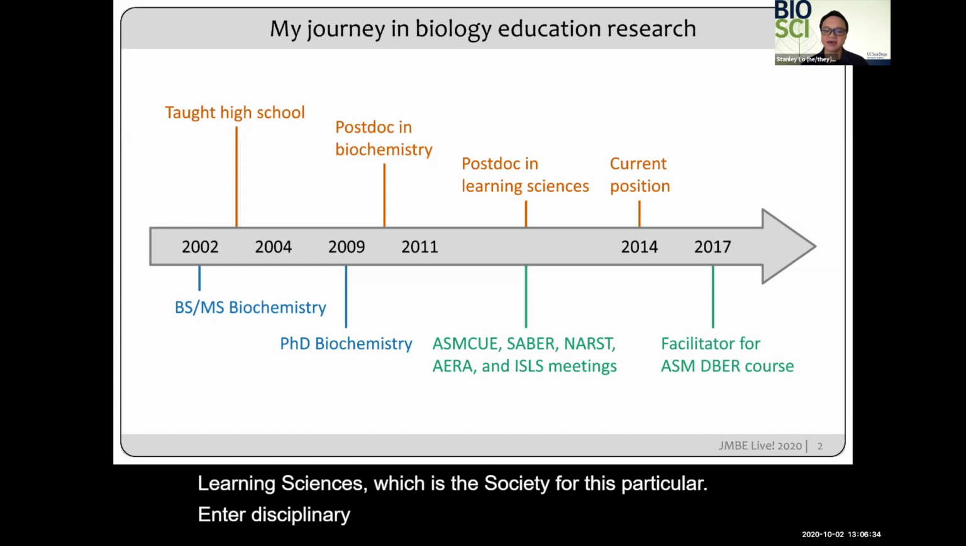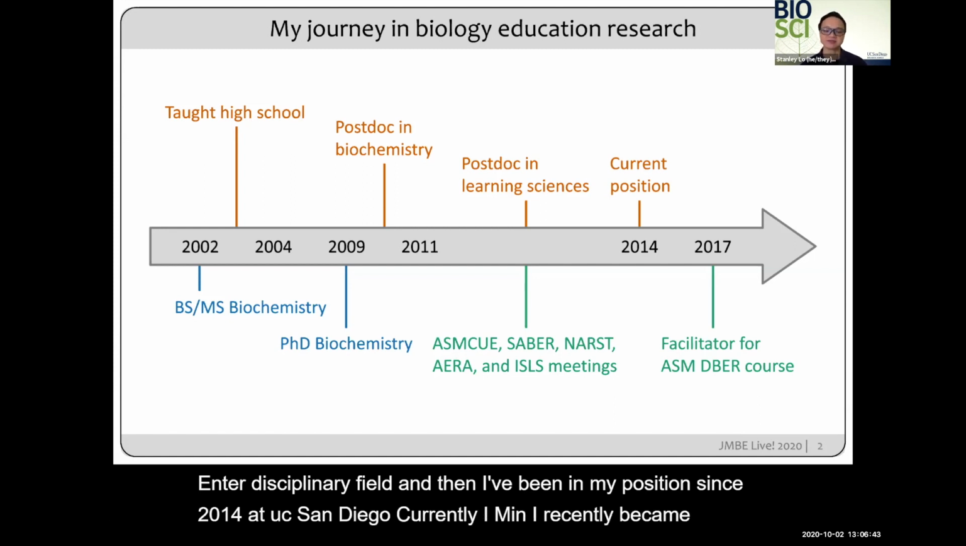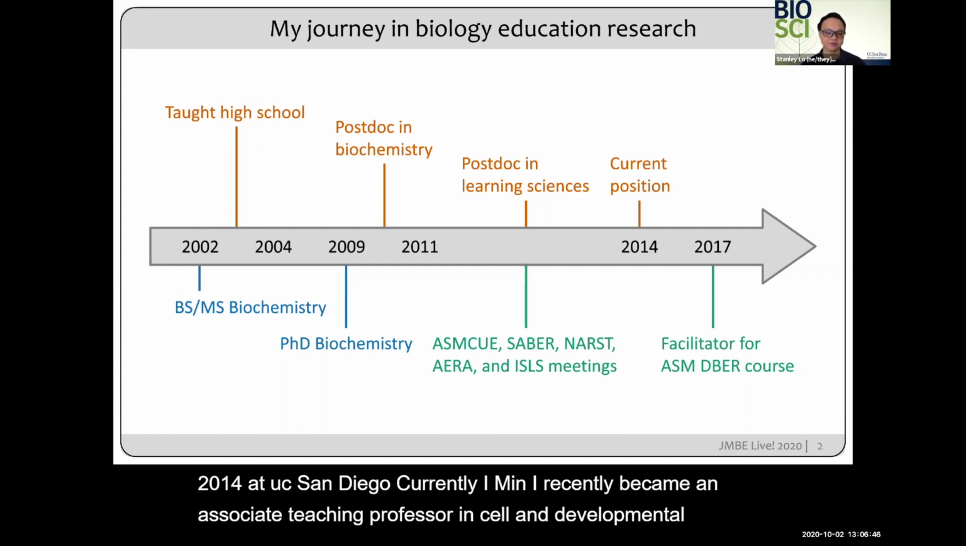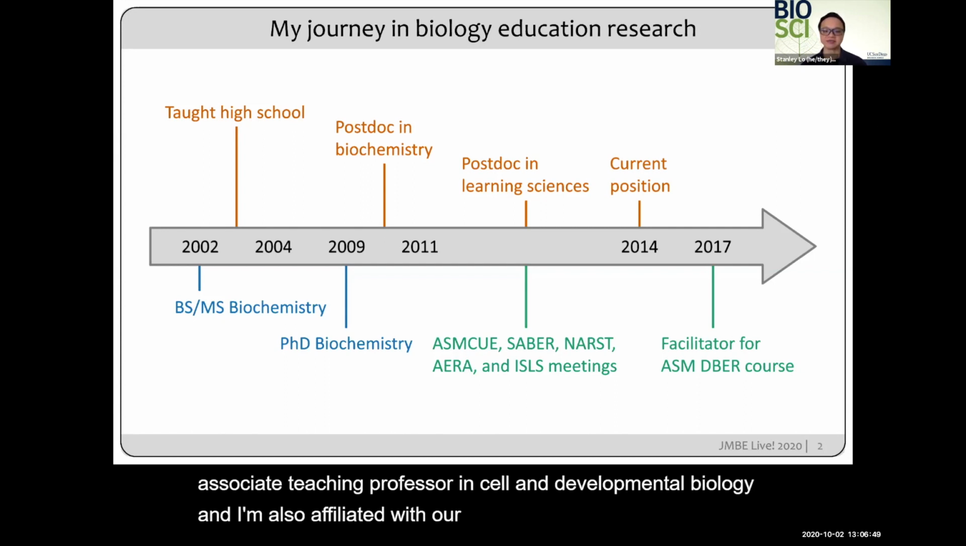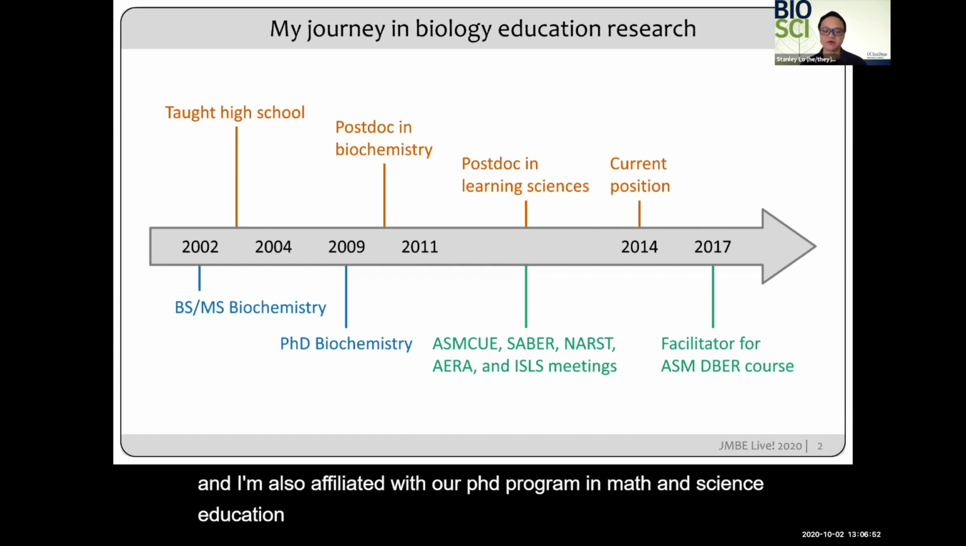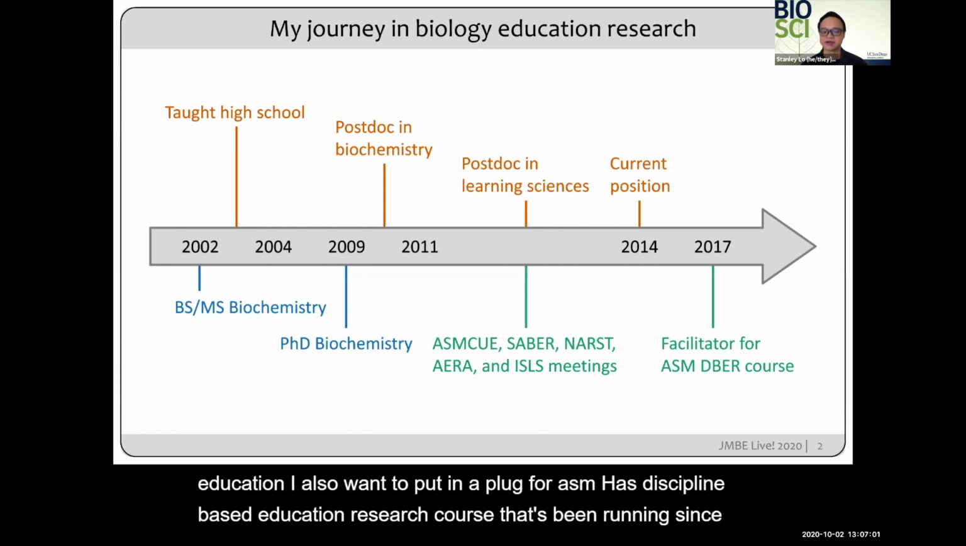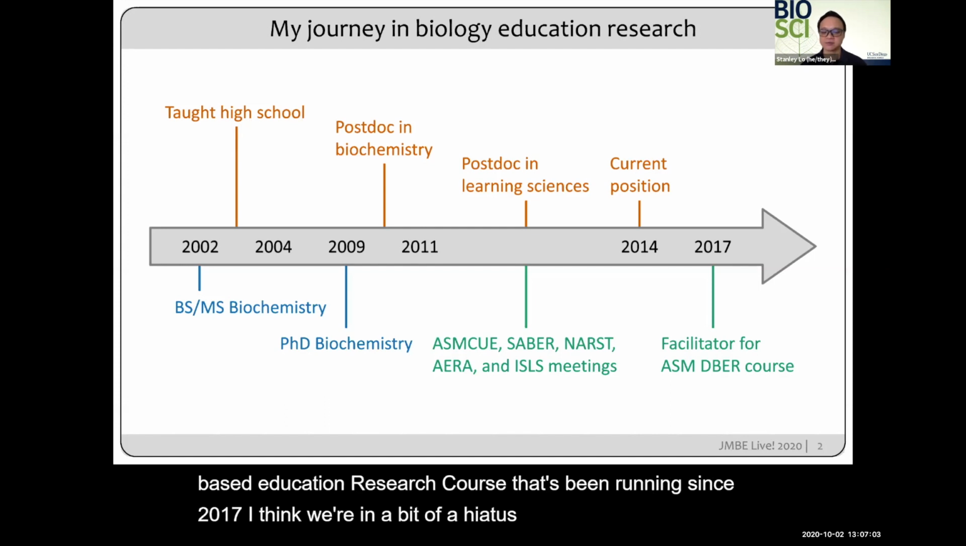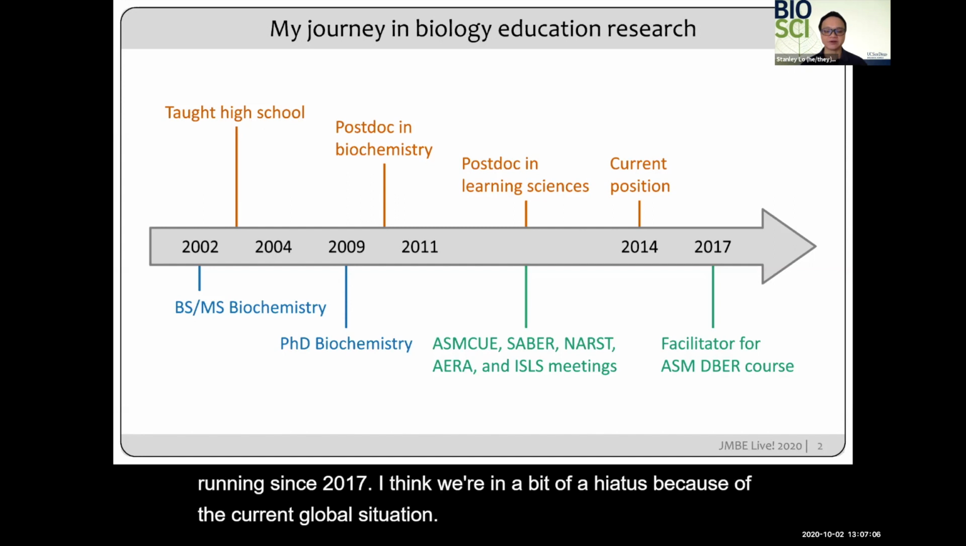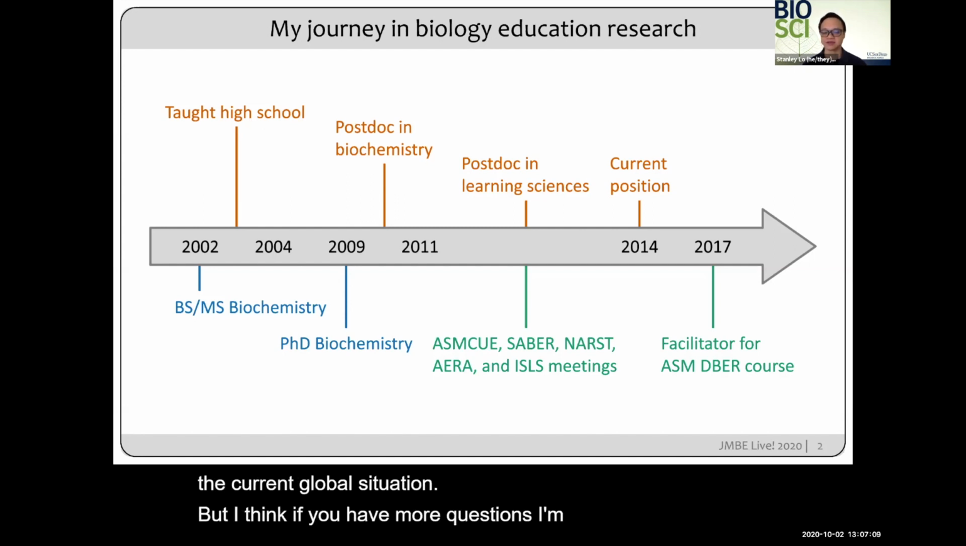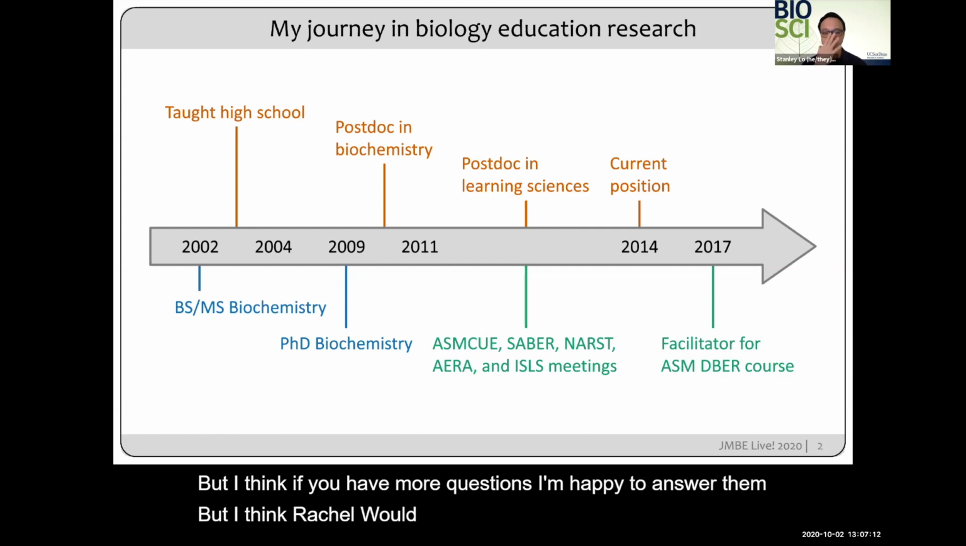And then I've been in my position since 2014 at UC San Diego. I recently became an associate teaching professor in cell and developmental biology, and I'm also affiliated with our PhD program in math and science education. I also want to put in a plug for ASM, which has a discipline-based education research course that's been running since 2017. I think we're in a bit of a hiatus because of the current global situation. But if you have more questions, I'm happy to answer them, and I think Rachel would probably have more information on the course and the future of the course as well.